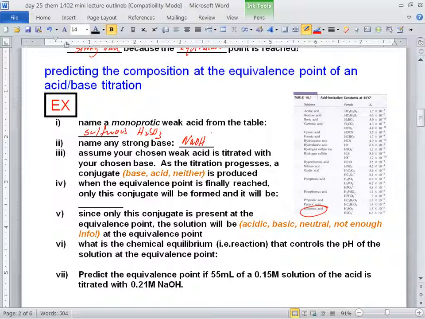Mia, assume your chosen weak acid, that sulfurous acid, is titrated with our base. So as the titration progresses, a conjugate blank is being produced.